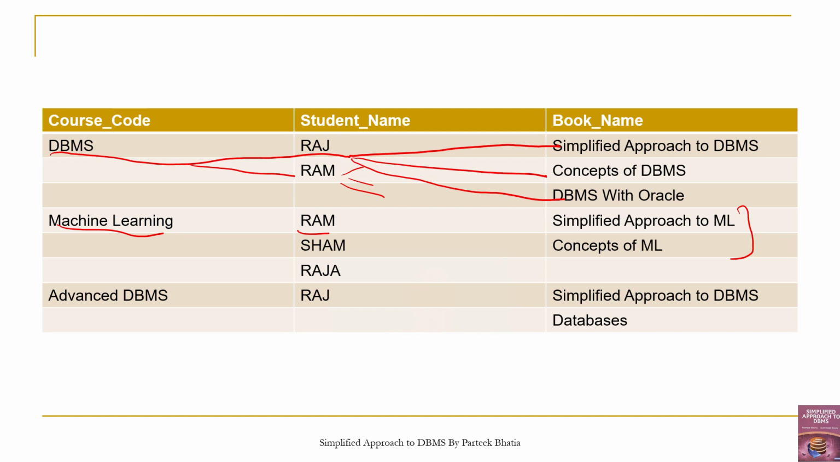Same way we have to create two rows for Shyam and two rows for Raj. In this case, I have to create again two rows for Raj, one for Simplified Approach to DBMS and another for Databases.